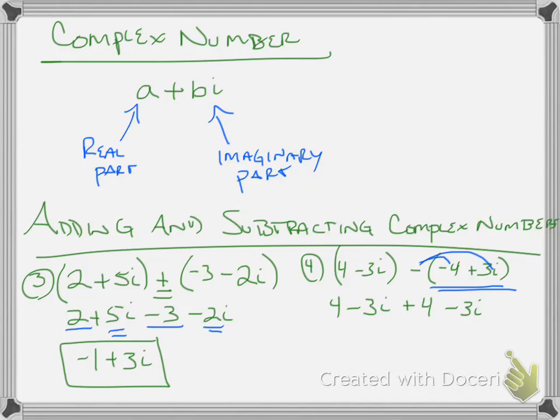Now it's the same. Combine your like terms. Positive 4 combines to be positive 8. Negative 3i, negative 3i, they don't cancel out. They combine to be negative 6i. Same sign, add the numbers, keep the sign.